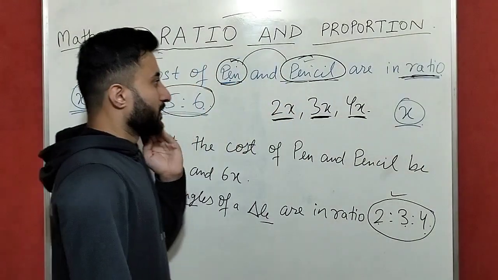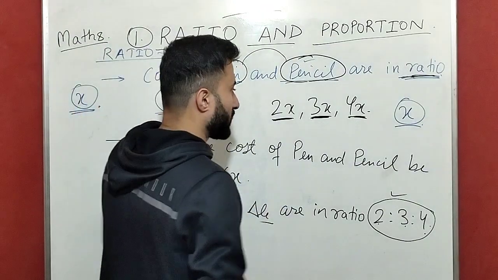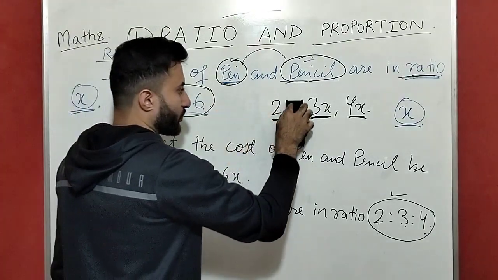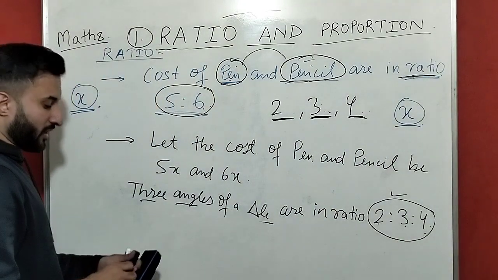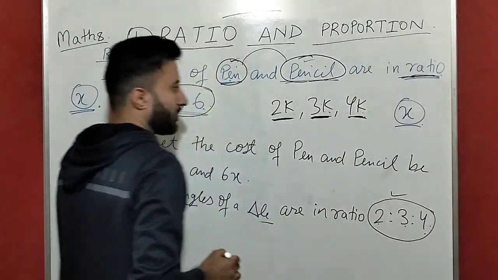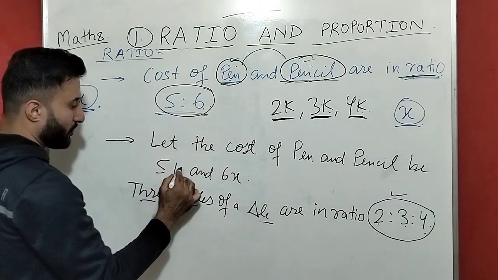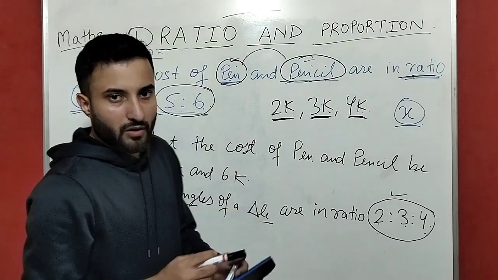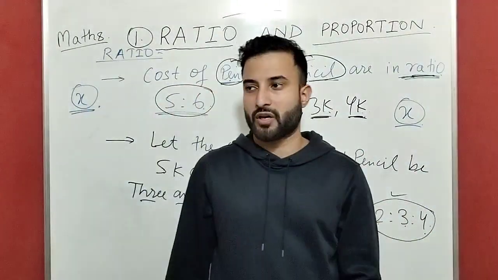See what happened. This is a true story, based on a true story. This is the same concept I taught the students like this. Whenever the ratio of numbers is given, you have to take it as 2k, 3k, 4k. Same, 5:6 means 5k, 6k. Okay, fine.